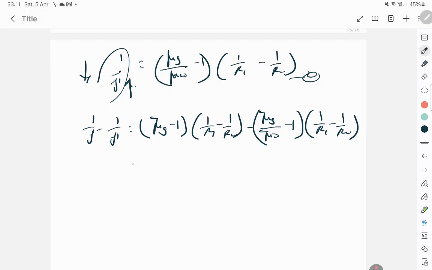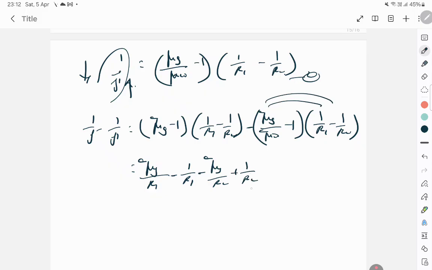So will I get mu of glass with respect to air by r1 minus 1 by r1 minus mu of glass with respect to air by r2 plus 1 by r2, and then here also you will have mu of glass. Let's take the LCM, mu of glass with respect to air. Now it's getting very complicated here. So when I subtract, what is it that I should get? Just 1 second.